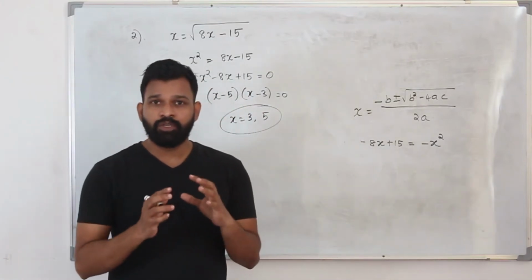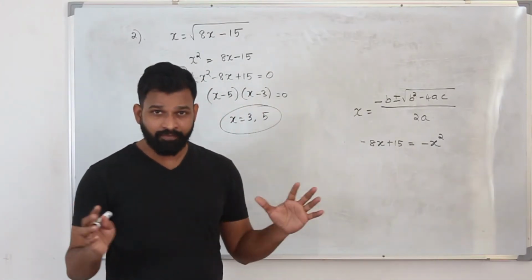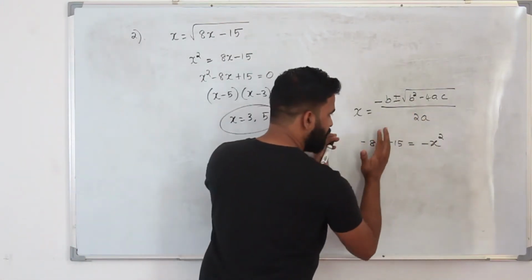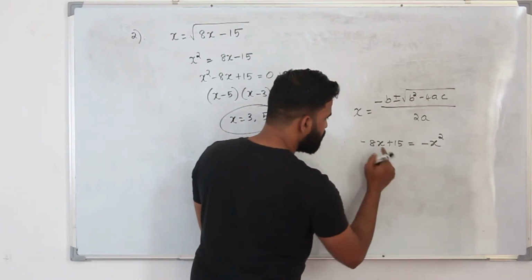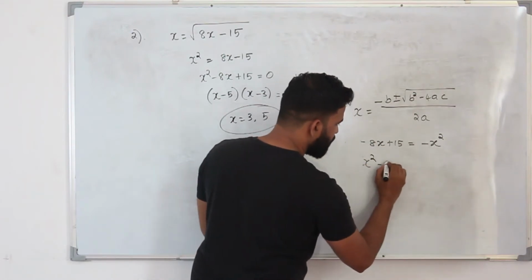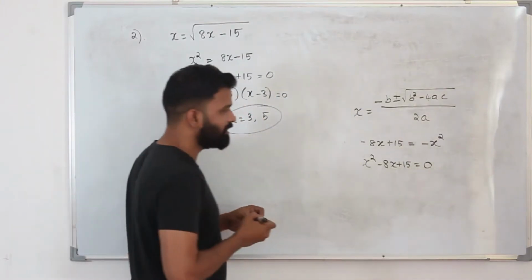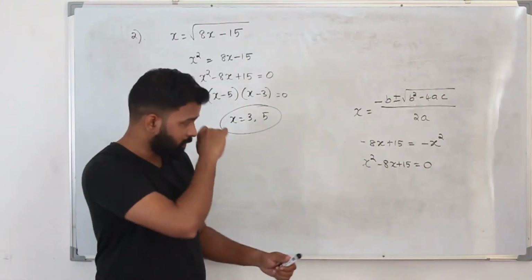You always need to write the equation in the standard form. By standard form I mean put everything on the left side. So bring this term here, it becomes x square minus 8x plus 15 equals 0. This is the standard form of a quadratic equation.